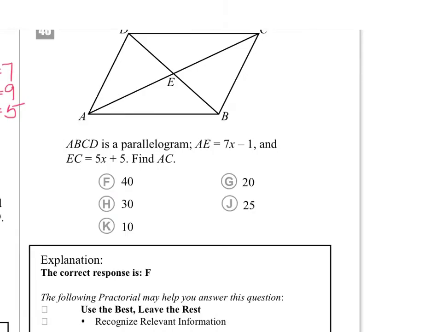ABCD is a parallelogram. AE is 7x minus 1. So we'll dump that in there. And EC is 5x plus 5. You have to add these together. We have to find AC.